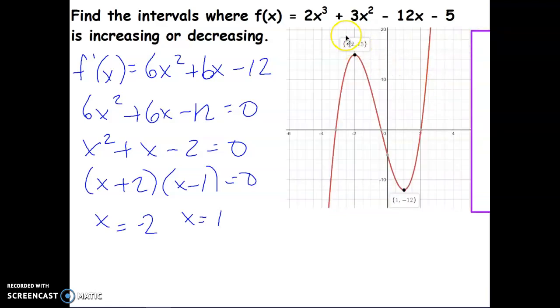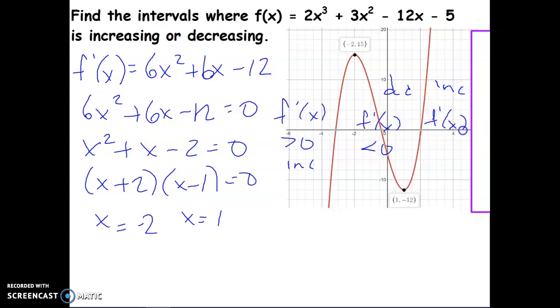And if I look at my graph, well, here's -2 and here's 1. So this one is a local max. This one is a local min. This graph does not have a global max or min. And I can see that the value of the derivative here is going to be greater than 0 because my function is increasing. Right here it's decreasing, so that means the value of the derivative is less than 0. And again over here it's increasing, so the value of the derivative goes back to being greater than 0.